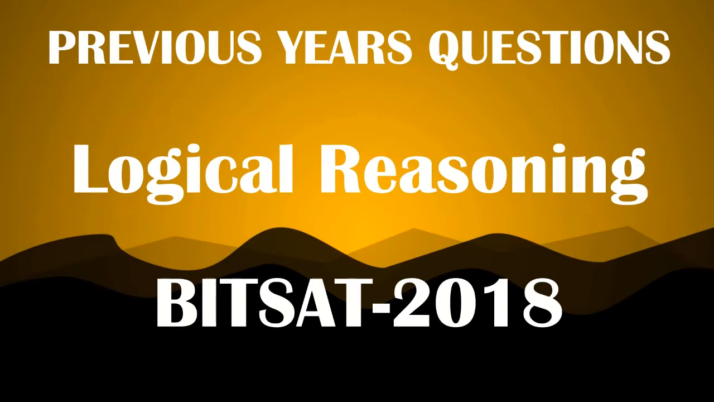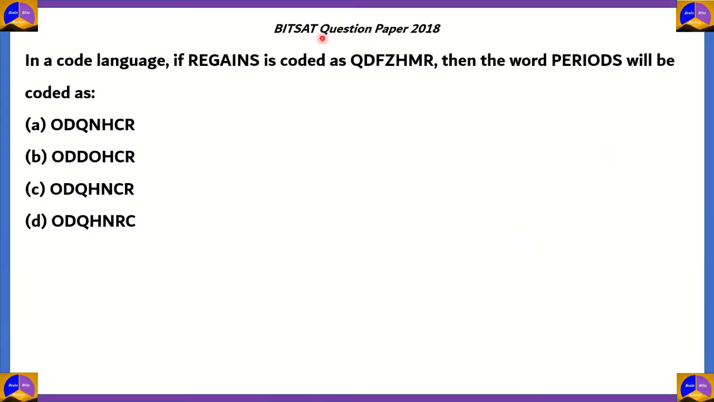So let's look at our first question asked in logical reasoning. In a code language, if regains is coded as QDF ZHMR, then the word periods will be coded as one of the following. As you can see, not all of the letters of periods are mentioned in regains. So here we have to use another kind of method, that is to identify the relation between each of the letters. Let's solve this question so that you would understand what I'm trying to say.